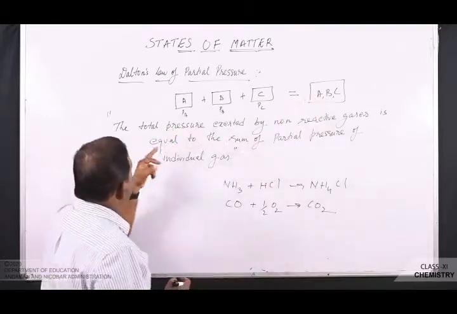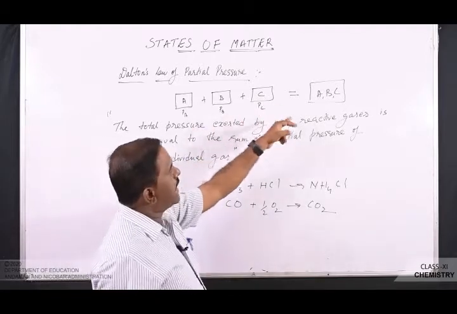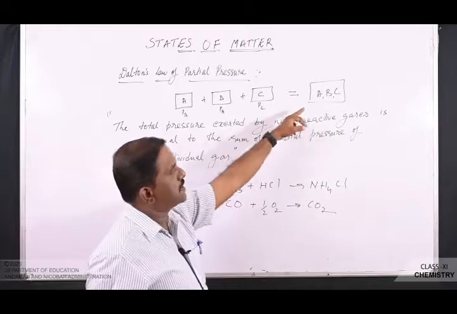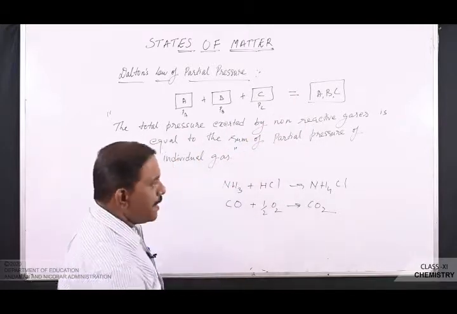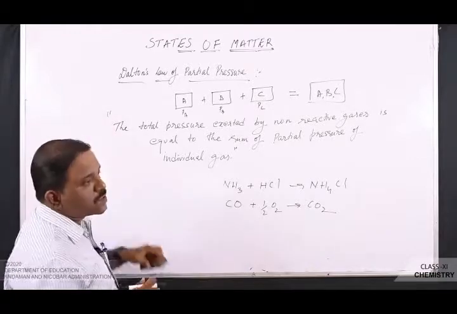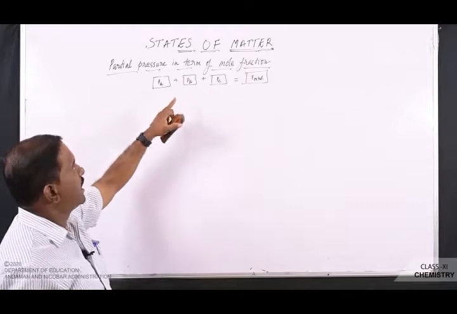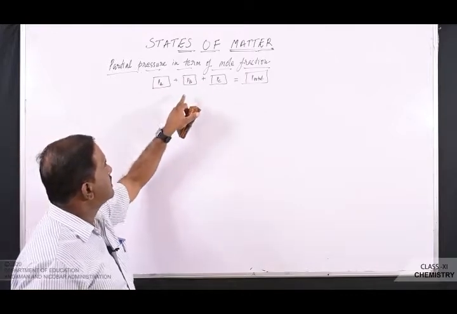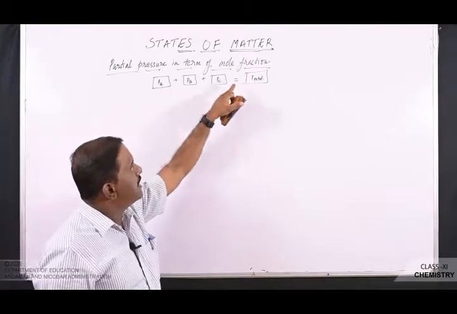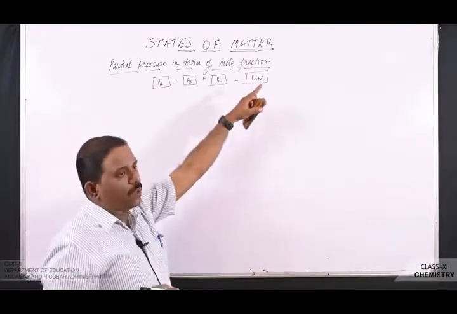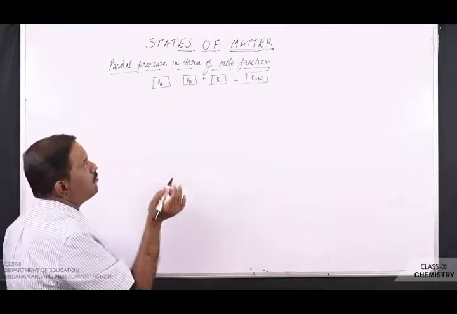So he said the sum of the partial pressures of the individual gases is equal to the total pressure exerted by the non-reactive gases. Now students, let us see partial pressure in terms of mole fraction. So we have three gases, namely A, B, C, and their partial pressures Pa, Pb, Pc add up to P total. That was given by Dalton. Now we will see it in terms of mole fraction.